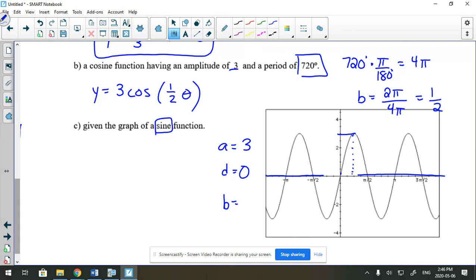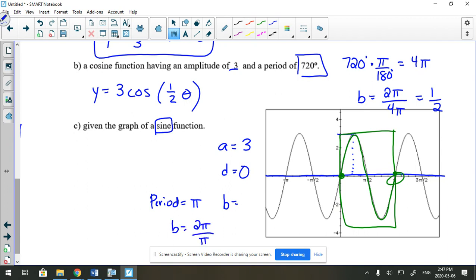Okay, now the b value, that's the trickiest part. We have to figure out what the period is and then calculate the b value. So my starting point here is great. It has 1 revolution up, 1 revolution down, and then ends here and then repeats. So I can see that the period of this graph is pi. Remember, that's your period, not your b value. Now you can figure out your b value by going 2 pi divided by your period, which is 2. So I can see my b value is 2.